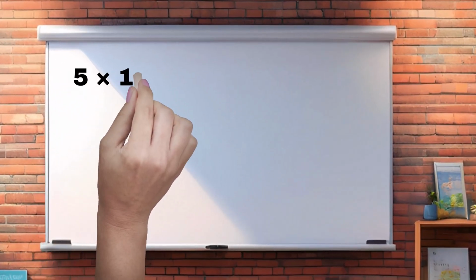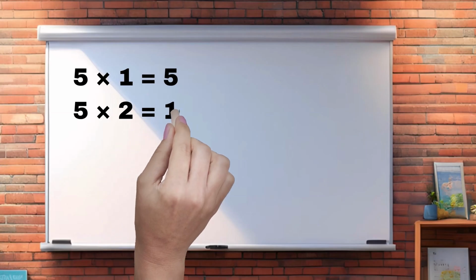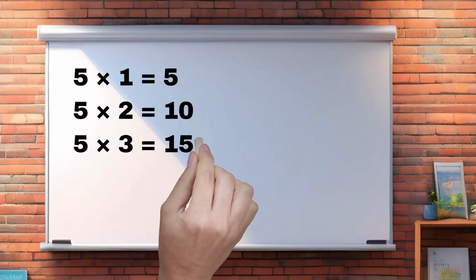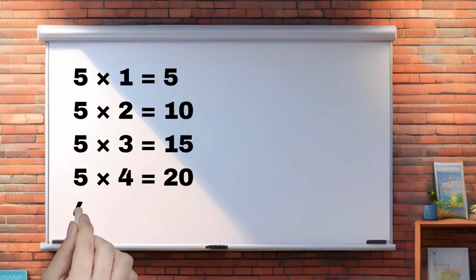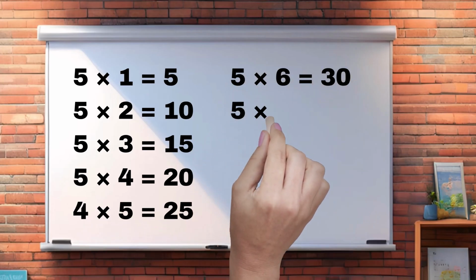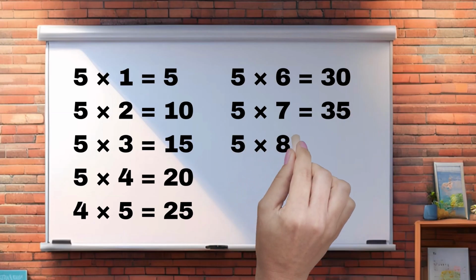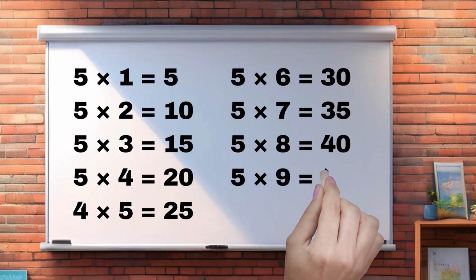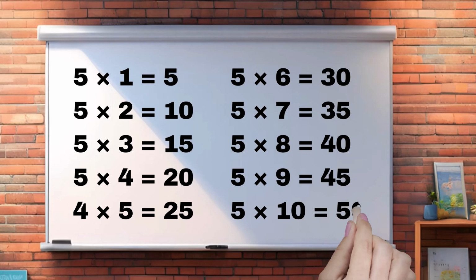Now let's say it together. 5 ones are 5, 5 twos are 10, 5 threes are 15, 5 fours are 20, 5 fives are 25. 5 sixes are 30, 5 sevens are 35, 5 eights are 40, 5 nines are 45, 5 tens are 50.